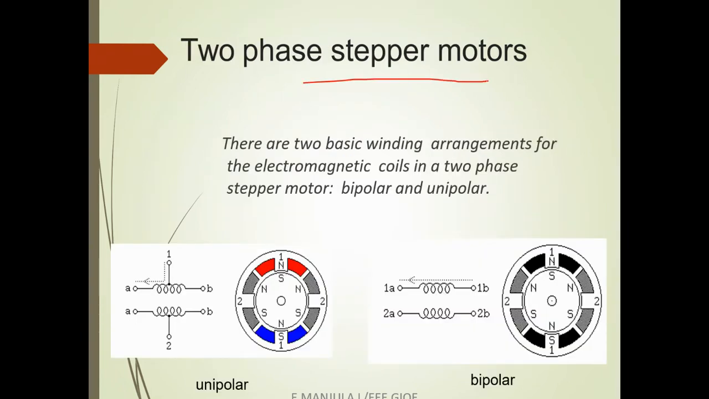Now we will see the two-phase stepper motor. There are two basic winding arrangements for the electromagnetic coils in a two-phase stepper motor, that is bipolar and unipolar. Here A to B and A to B 1, 2. The rotor is a permanent magnet, only the stator.